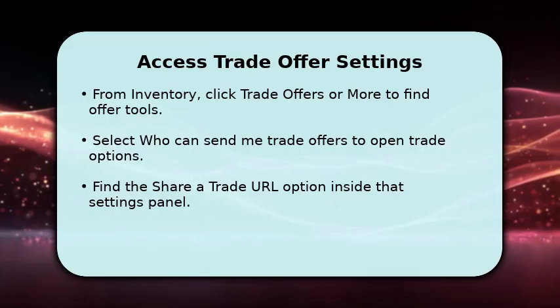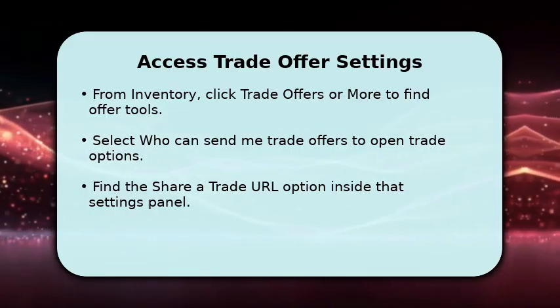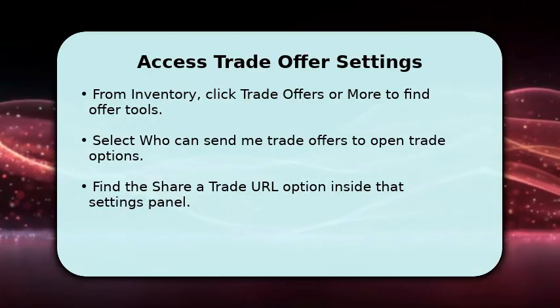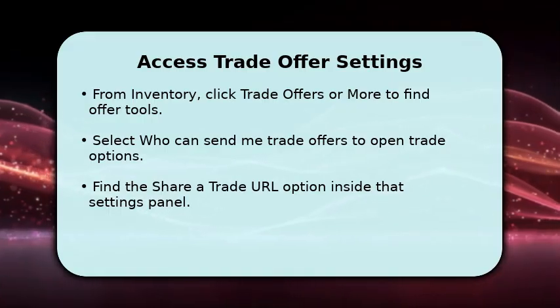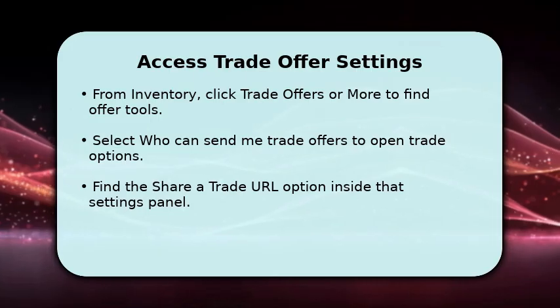This is where Steam centralizes trade links. Once there, choose Who Can Send Me Trade Offers to reveal trade-specific options. This section exposes the trade URL control. Look for the Share a Trade URL entry. It's the only way Steam provides a reusable link to accept offers.